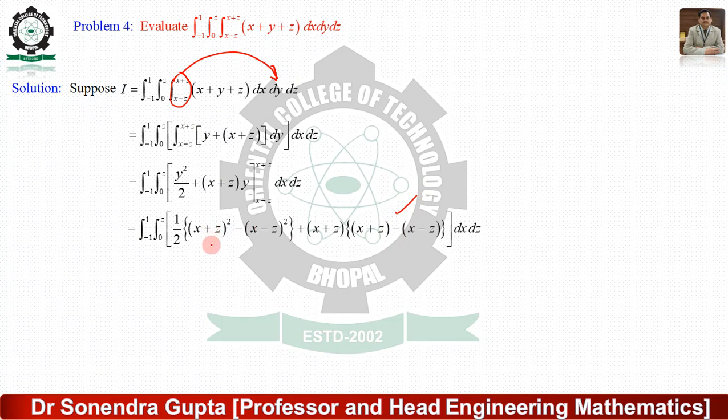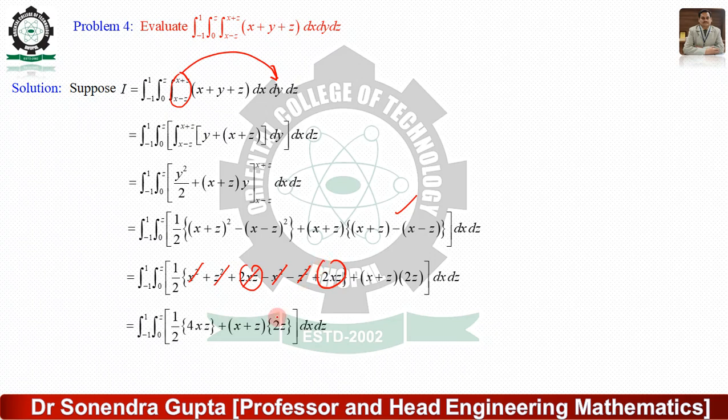Now we simplify this term. The x plus z whole square is x square plus z square plus 2xz. Similarly x minus z whole square is x square plus z square minus 2xz. Here x square is cancelled by x square, and z square is cancelled by z square, and 2xz and 2xz give 4xz. And the x plus z into x minus z gives 2xz plus 2zx plus 2z square, so these two terms add to 4xz plus 2z square.